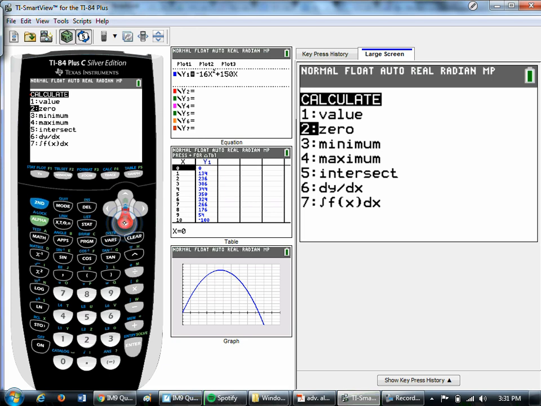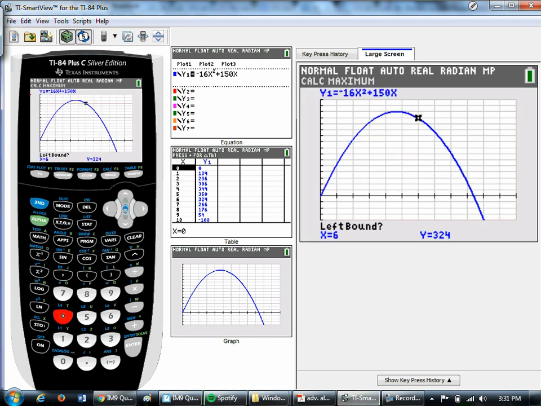Now you can scroll down to number 4, or you can hit the button number 4. Now notice down here, it says left bound. What this is asking you to do is choose a point on your graph that is to the left of where you think the maximum is. This is clearly to the left of where I think the maximum is. I think the maximum is right about here. So I'm going to choose a point that is to the left of that.